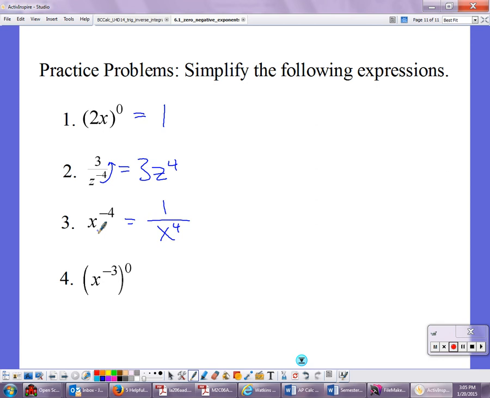Okay, and then here, number 4, well, this is tricky. There's a couple of ways you could do this, but the simplest way is just to remember anything to the 0 power equals what? 1, right? So it doesn't matter what's inside here. If that 0 is sitting on the parentheses, then whatever's in the parentheses just becomes 1, and you're done.